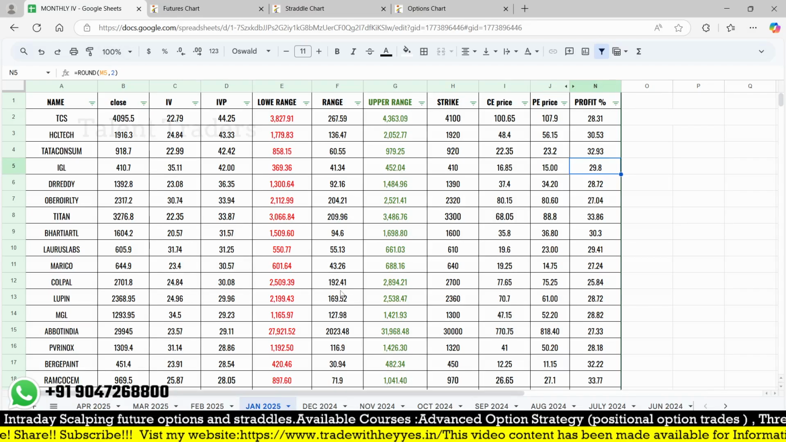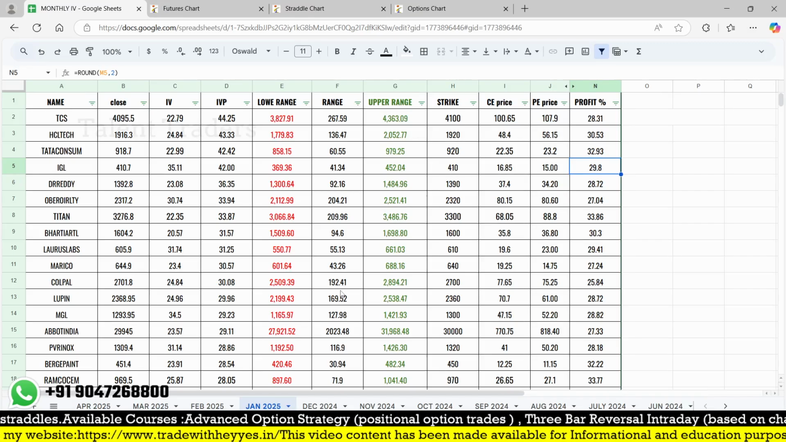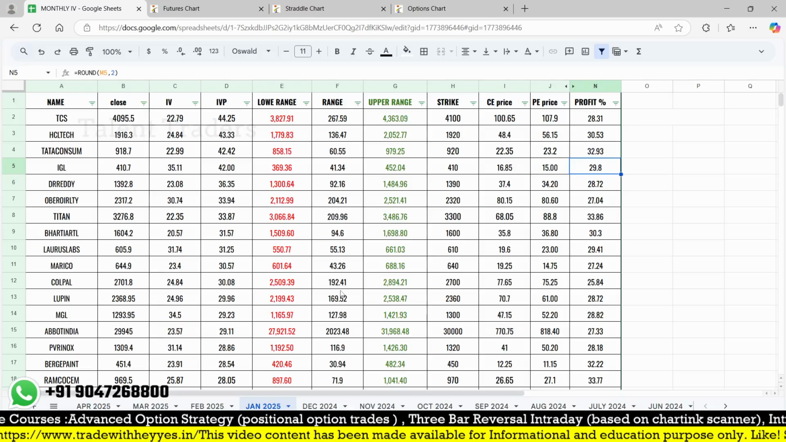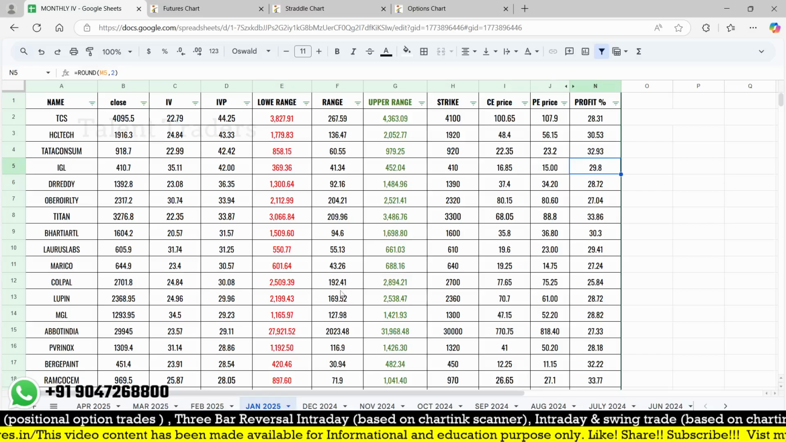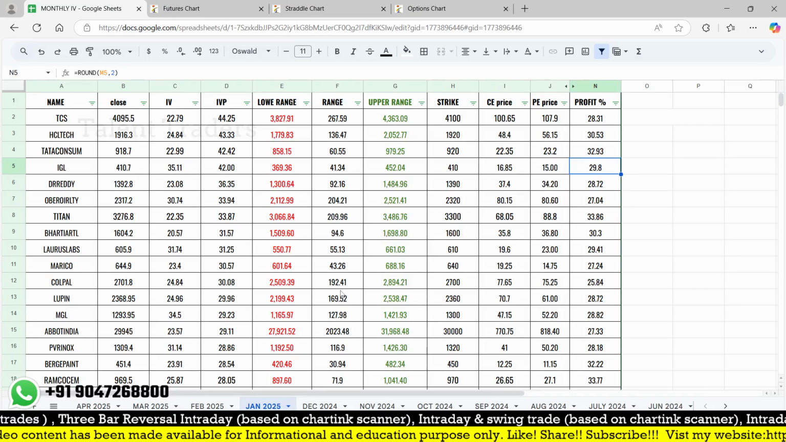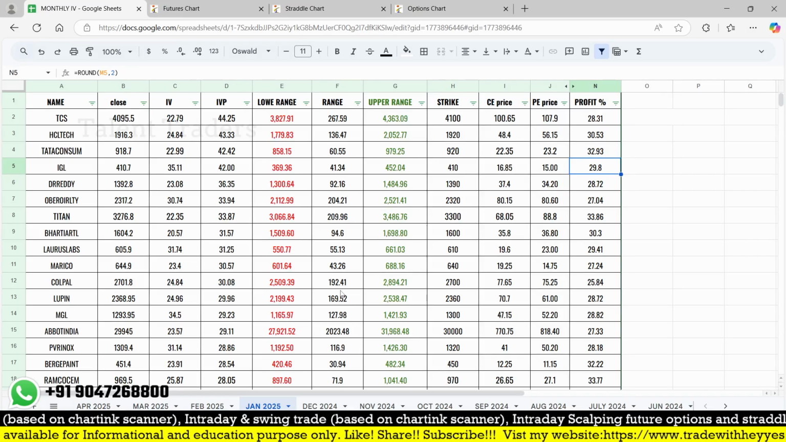From this list, how we are going to find out the stock, and for this positional strategy how we are going to select some 3 to 5 stocks per month. So among the 230 or 220 F and O stocks, from this list how we are going to effectively find 3 to 5 stocks per month, that we are going to learn in our session.